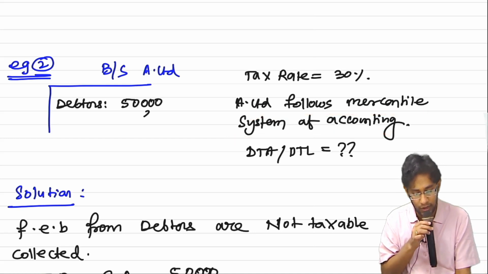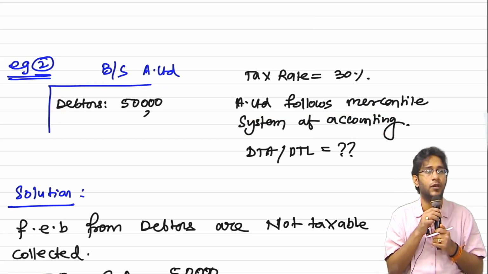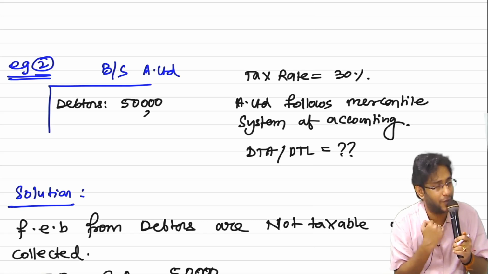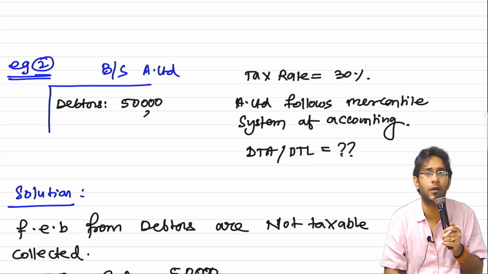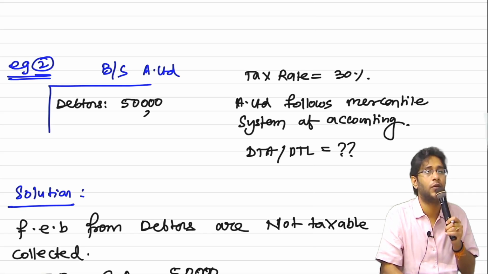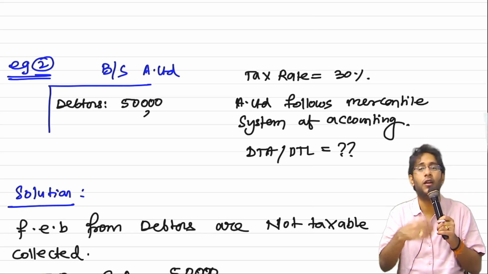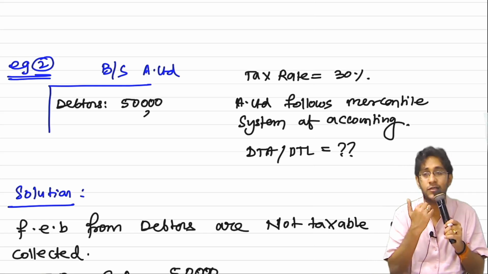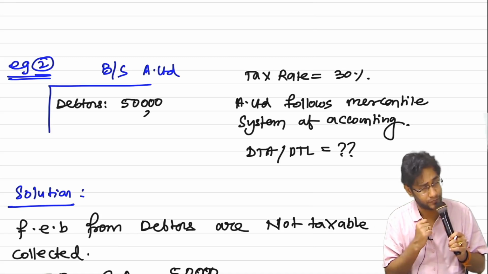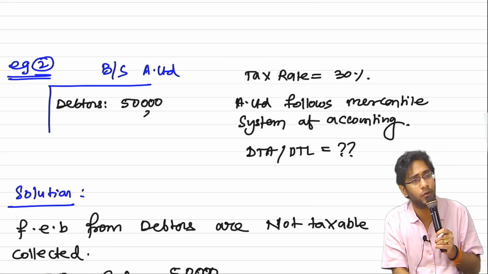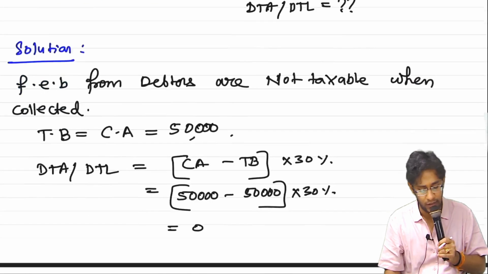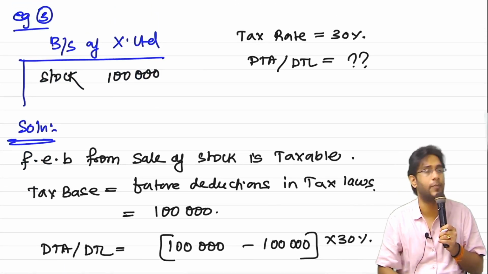Now, the debtor benefit, how will you get? The debtor will come and pay you cash. When we realize that money, is our money taxable or not taxable? Collection from debtor, taxable or not taxable? Not taxable. Why? Revenue was already offered at the time of sale. So collection is not taxable. Since collection is not taxable, future economic benefits are not taxable. In that case, tax base will be equal to carrying amount. So CA minus TB will become 0.